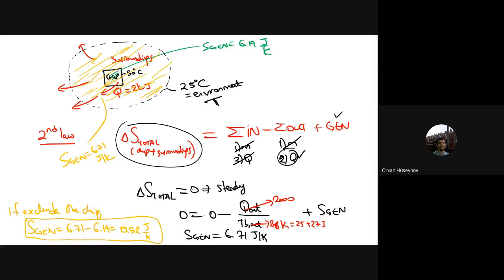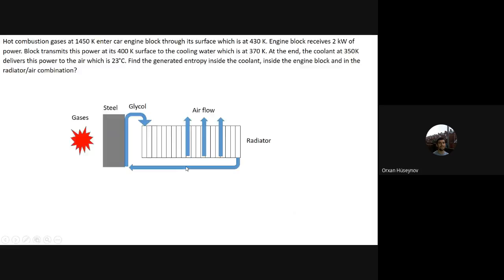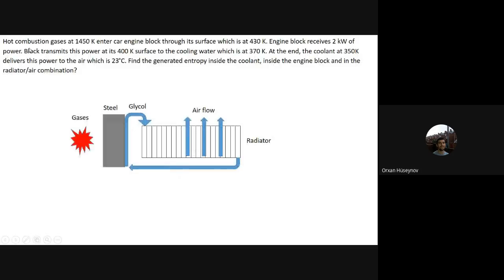Okay, there is no question, so I'm moving on to the next one. The question says that we have hot combustion gases at 1450 Kelvin. They enter the car engine block through its surface, which is at 430 Kelvin.